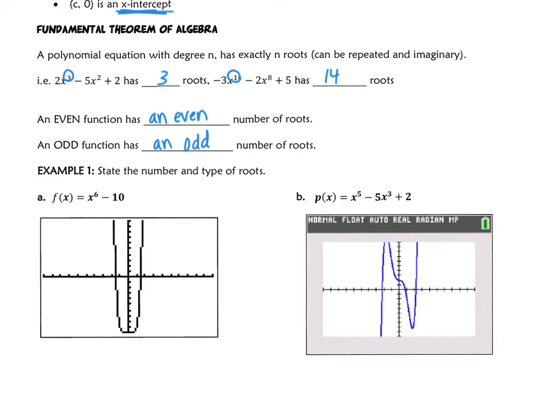Looking at example A, it says state the number and type of roots. Looking at our equation, x to the 6th tells us that we are going to have 6 roots. Now, can we see the roots? We've talked about root, solution, x-intercept. So we see 2 of them here. What does that tell us? It tells us that we have 2 real roots. If there's 6 roots total, though, we must have 4 imaginary.